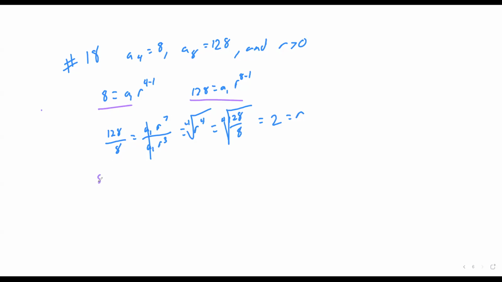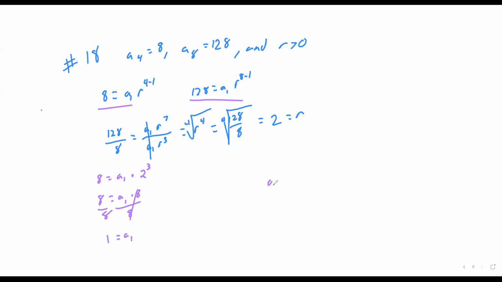So this time I get 8 equals a sub 1 times 2, oh, that's an R still, times 2 raised to the third power. And so then I see that 8 equals a sub 1 times 8. And then I'll divide both sides by 8. So I see that 1 is equal to a sub 1.